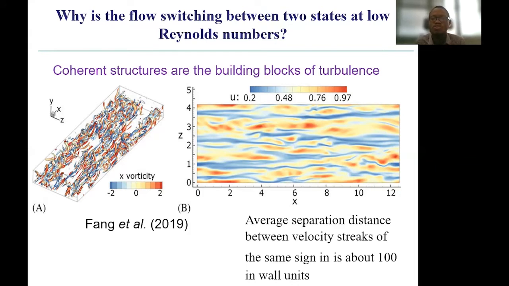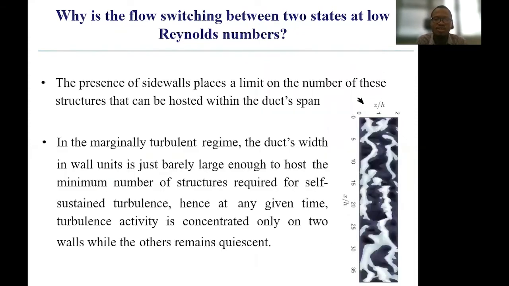So what happens when you introduce sidewalls into the flow is that the number of these structures that can be hosted within the span of the ducts becomes limited. In the marginally turbulent case, the width of the duct in wall units is just barely large enough to host the coherent structures needed to maintain a self-sustained turbulent flow. So at any given time, turbulence activity is concentrated on only 2 walls, while the remaining 2 remain quiescent.